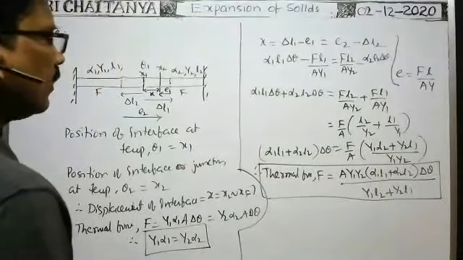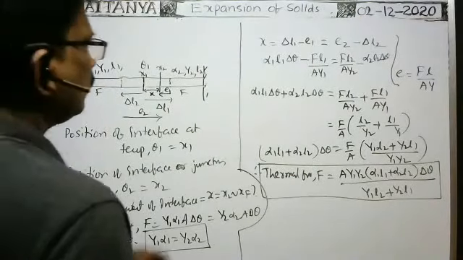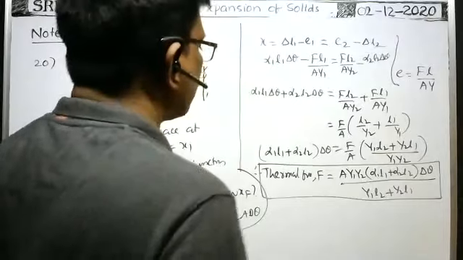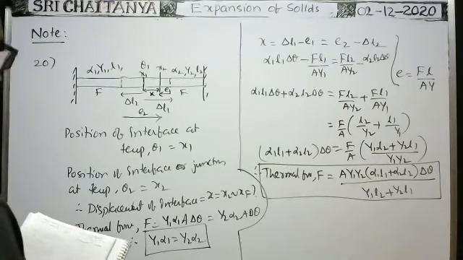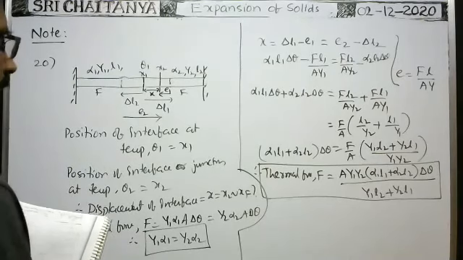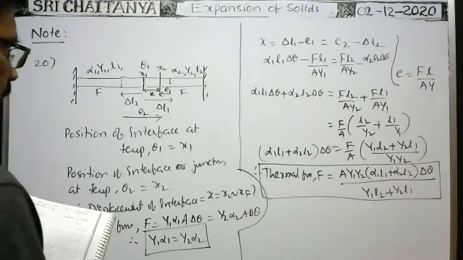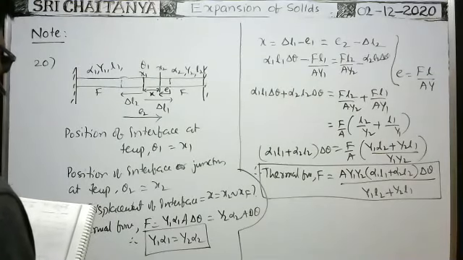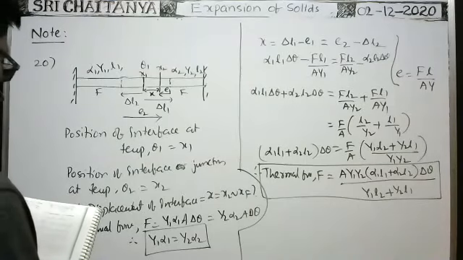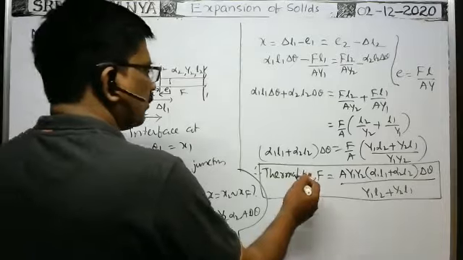This is the formula for thermal force. What about displacement of the interface that we need? So thermal force is equal to Y1 Y2 delta theta into alpha 1 L1 plus alpha 2 L2. Okay, this is the thermal force.